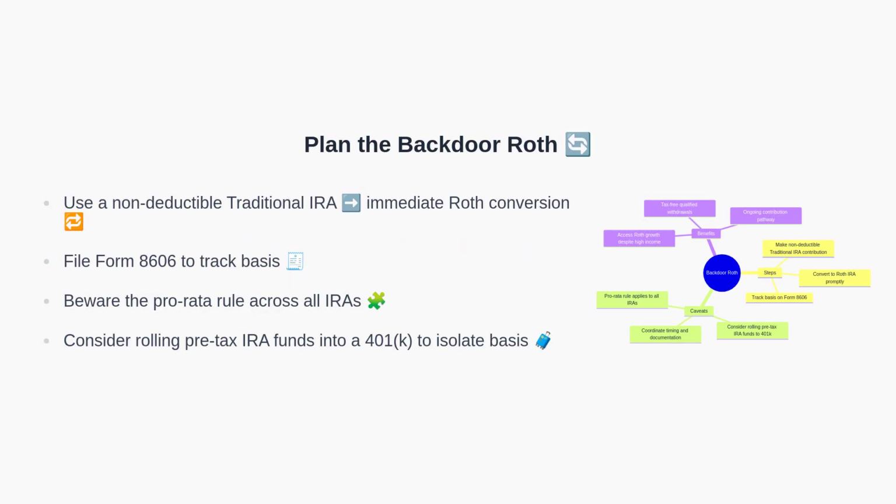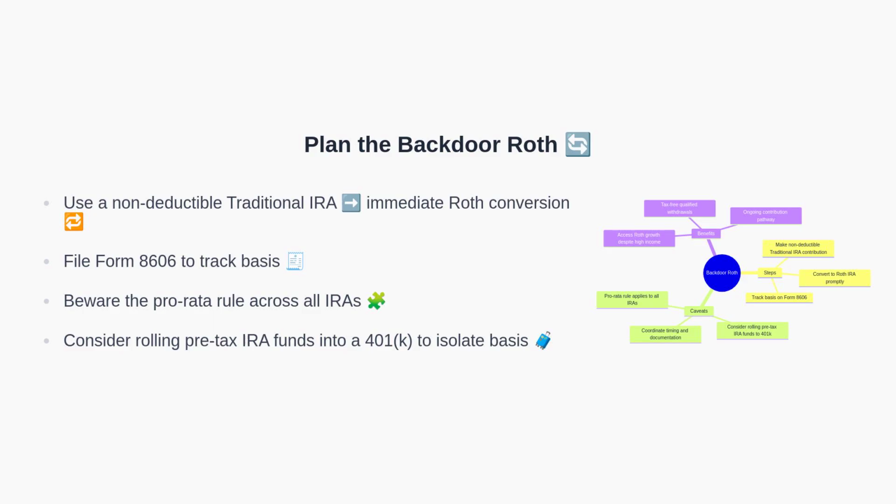Looking ahead, rather than closing your IRA, you can plan for the backdoor Roth. You first contribute to a non-deductible traditional IRA and then promptly convert that balance to a Roth IRA. Be sure to file Form 8606 to track your after-tax basis. Watch out for the pro rata rule, which aggregates balances across your traditional, SEP, and simple IRAs when determining the taxable portion of a conversion.